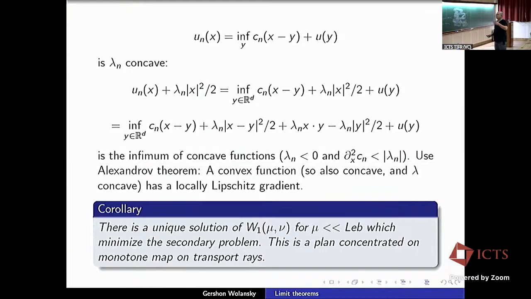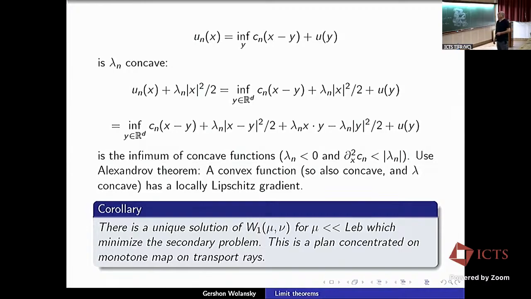So we can filter out all the bad points, where they are Lebesgue measure 0, and we prove it, we get a corollary that if mu is absolutely continuous with respect to Lebesgue, so all these points which are null with respect to Lebesgue are also null with respect to mu, there is a map which minimizes the secondary problem. The secondary problem that we defined before, which is in particular an optimal transport for the W1, and it's concentrated on a monotone map on each of the transport rays.